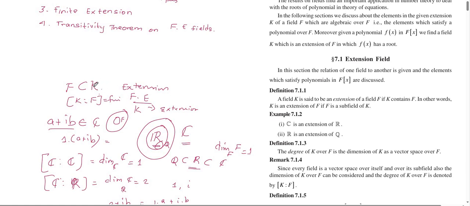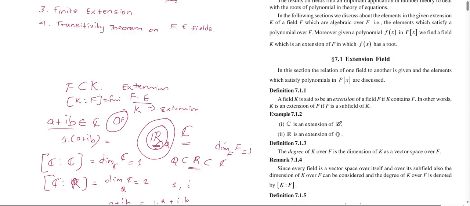And just now we said that K is a field, which means it's a vector space. So we can talk about its dimension. When we have the dimension of K over F to be finite, then we call that dimension the degree of K over F, and this is the notation. Degree of K over F is nothing but the dimension of K as a vector space over F, and this is the notation.